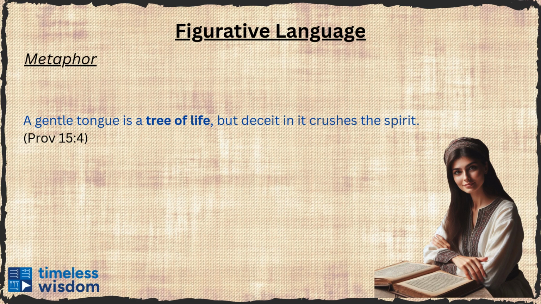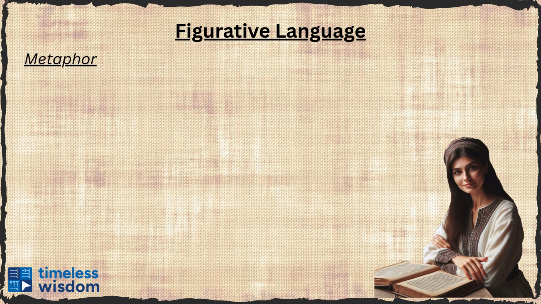"A gentle tongue is a tree of life, but deceit in it crushes the spirit." Proverbs 15:4. According to the Bible, at the beginning of human history, Genesis 3, the tree of life appears to be a real tree whose fruit gave life to those who ate it. In the Proverbs, it repeatedly appears as a metaphor for wise and righteous behavior. Such behavior is depicted as a tree of life because it has a beneficial effect on other people, giving them life, so to speak.